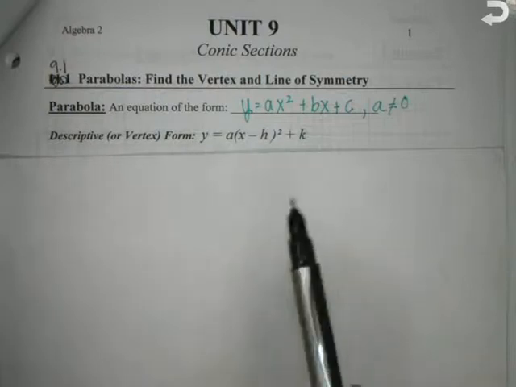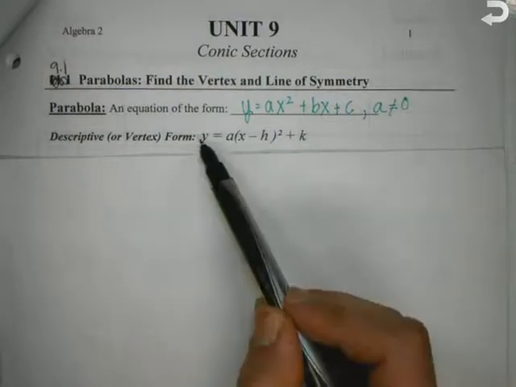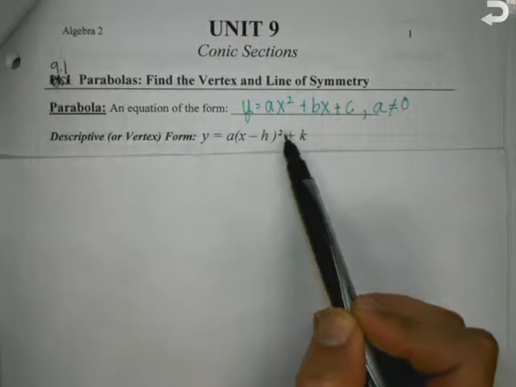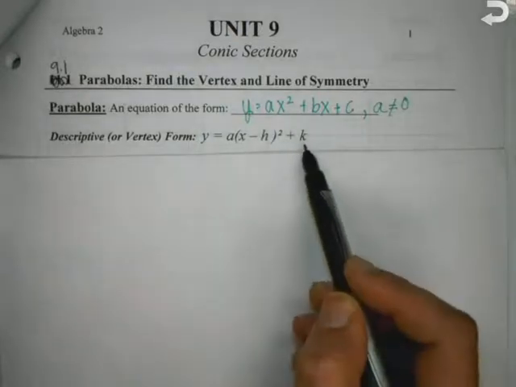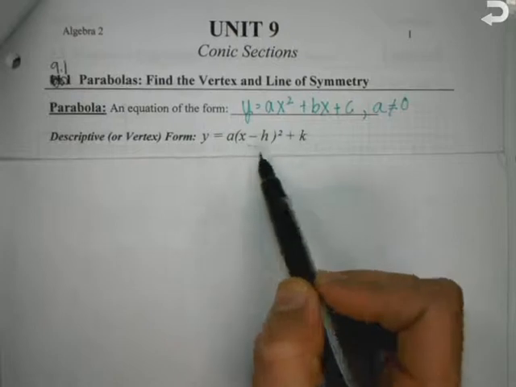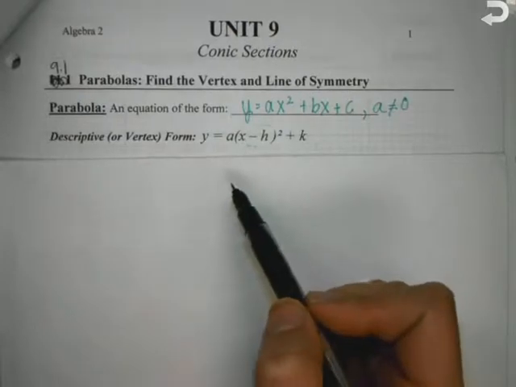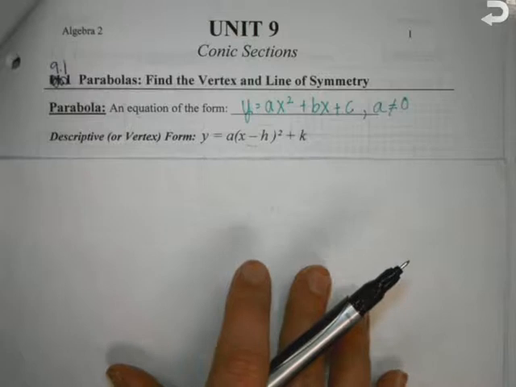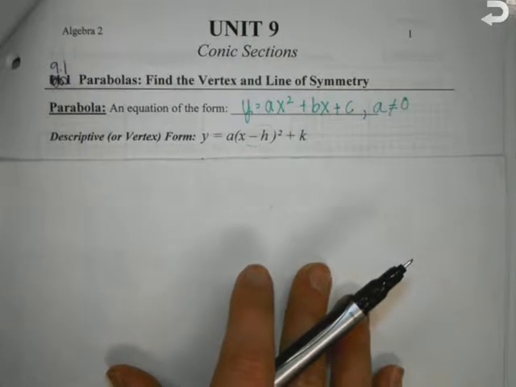Now we did talk about there is a descriptive or vertex form. We've already talked about this when we did parabolas. That was y equals a times x minus h, all of that squared, plus k. Remember that? And remember, there's something special about that negative h. The graph is the opposite of that because of the negative sign. So that was vertex form, in which we didn't have to do any work to graph it.